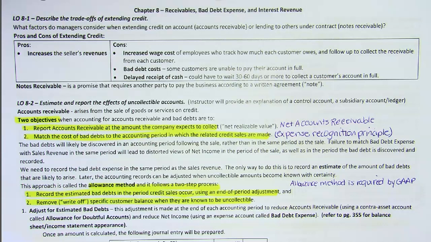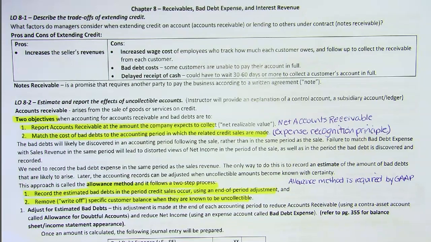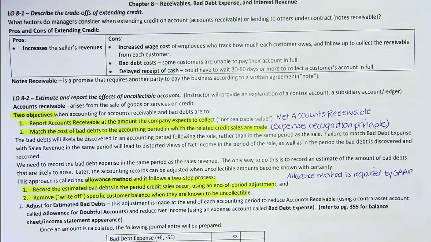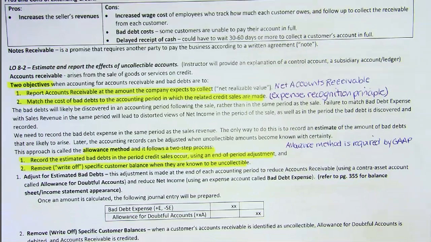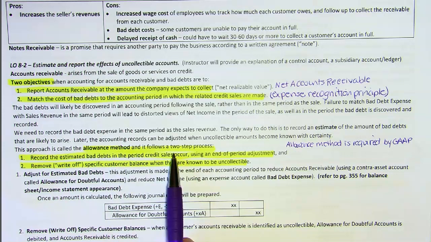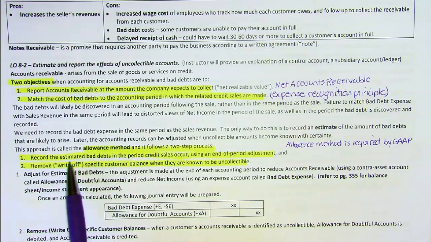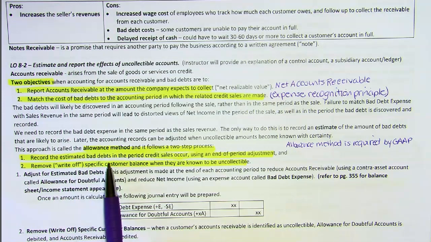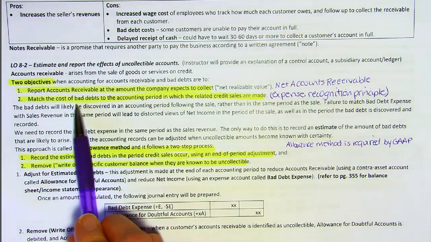So if that's the case, how will you match the expense of the bad debt or cost of the bad debt against the sale in the period that it occurs? Well, the answer is in using an estimate. So what we're going to be learning is the method required by generally accepted accounting principles, GAAP. It's the allowance method, and it's basically a two-step process. The first step is to record the estimated bad debts in the period the credit sale occurred. That satisfies that objective here, objective 2.